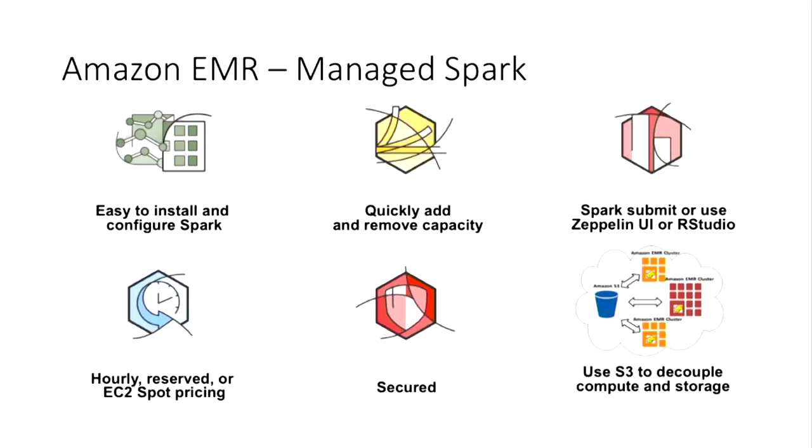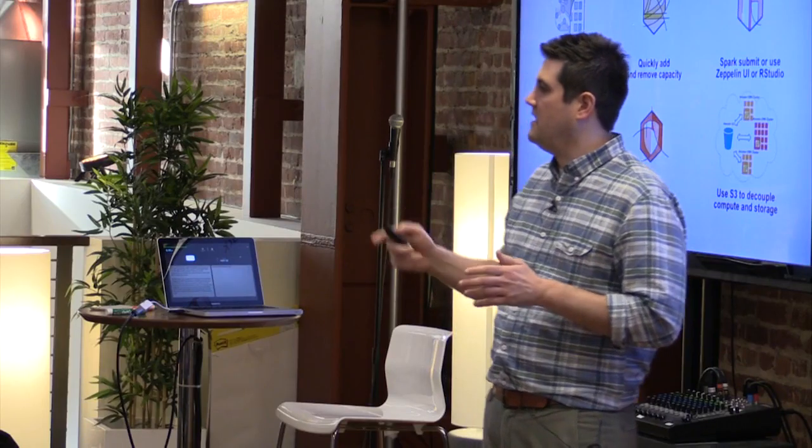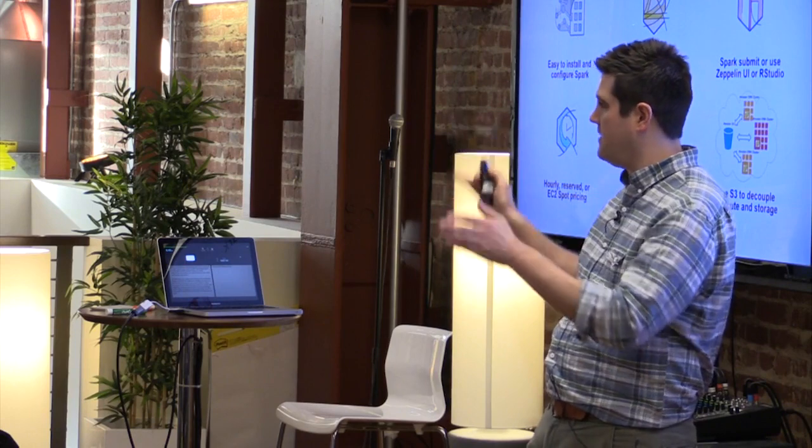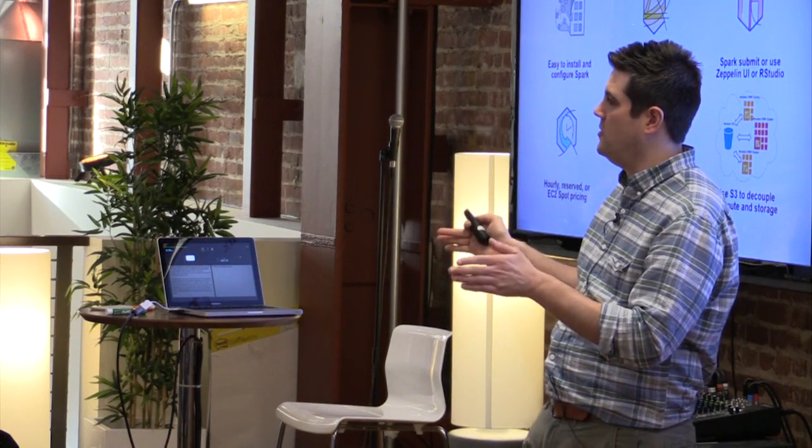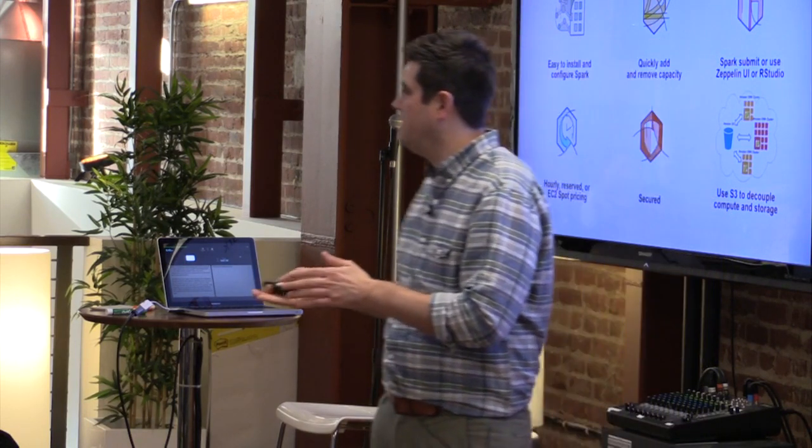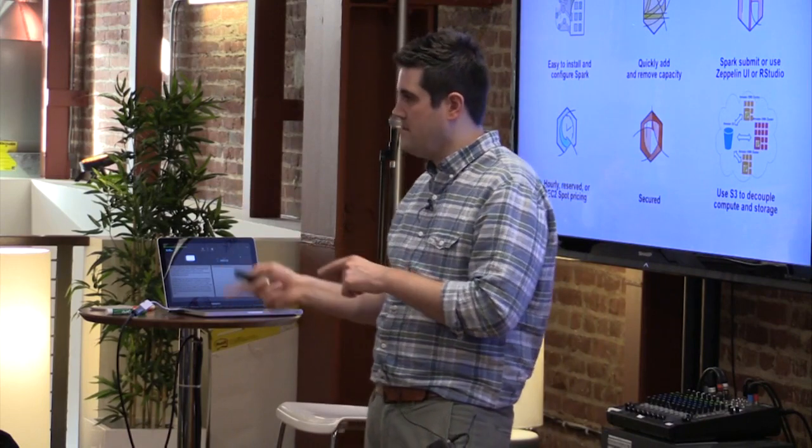Oh, sorry, back to this slide. So yeah, it's easy to install and configure. You can quickly add and remove capacity, so you can take advantage of all of the cloud native tools that you're thinking of. It comes with a Zeppelin UI with a checkbox. If you don't know what that means, it's a nice GUI interface that's in a web browser. Think of it like an IPython notebook for Spark specifically. Now that does not yet work with R, but it's easy enough to install R Studio, which I'll show you in a minute.